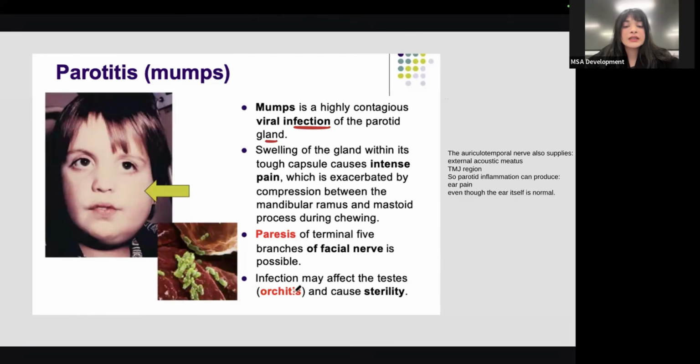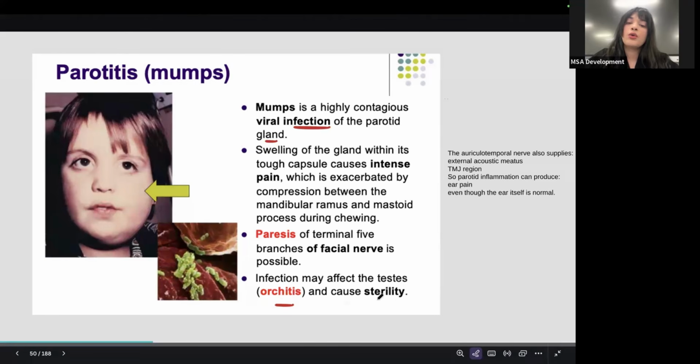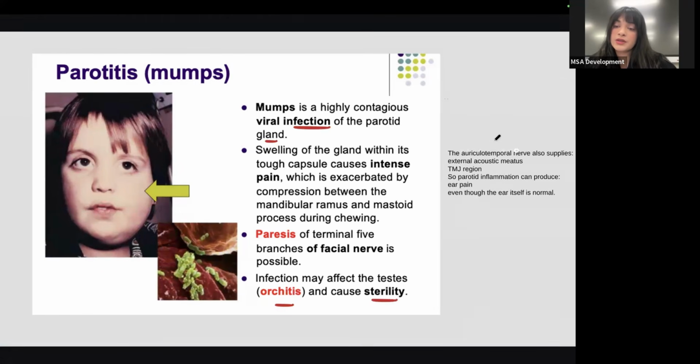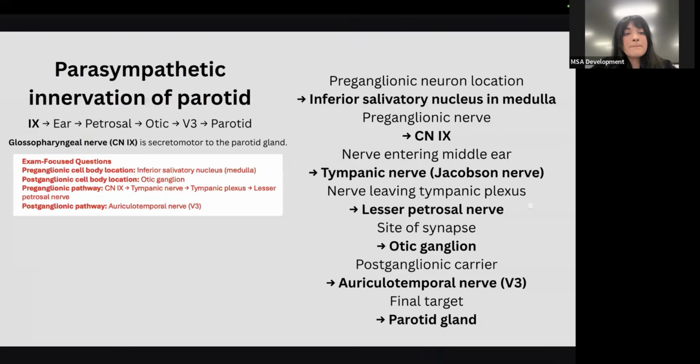And if mumps is contracted by an adult, the infection can be more serious. This may cause orchitis or sterility. Okay, so moving on to this little paragraph. The auriculotemporal nerve also supplies the external acoustic meatus and the TMJ region, which is the temporomandibular joint, so basically your jaw. So parotid inflammation can produce ear pain as well. Even though the ear itself is normal, it's just like referred pain, sort of, right?